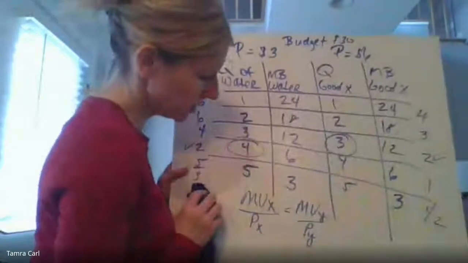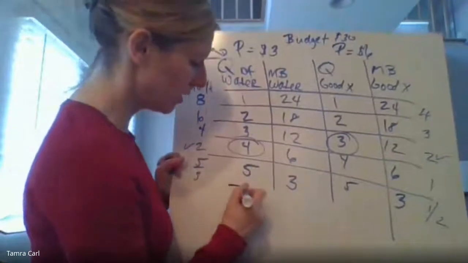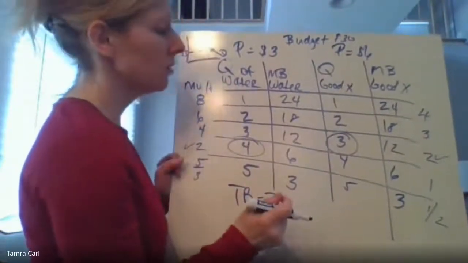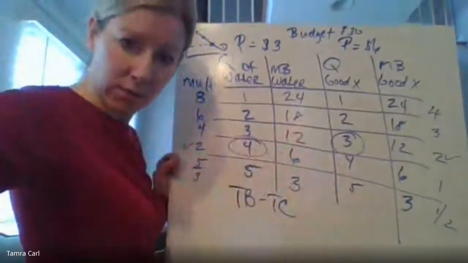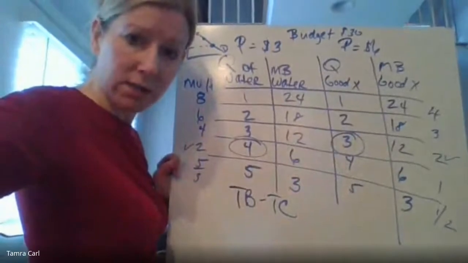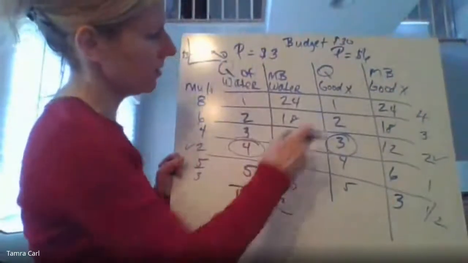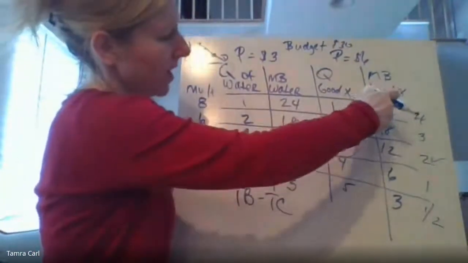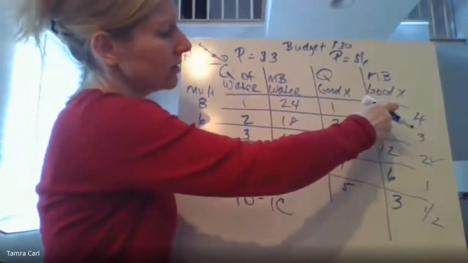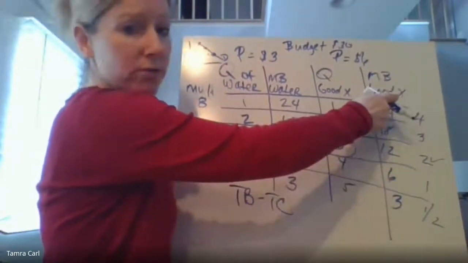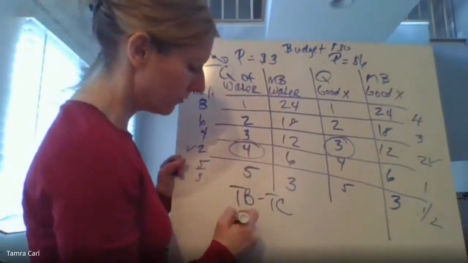So I'm just going to erase this one down here. If we're talking about total benefit minus total cost, we said that they were doing 3 units of good X, and good X costs $5. So my total benefit of 3 units of good X is I have to add up these 3 units, right? So we know that 12 and 18, this is 30, plus another 24, that is going to be 54. And so I have a total benefit of 54.